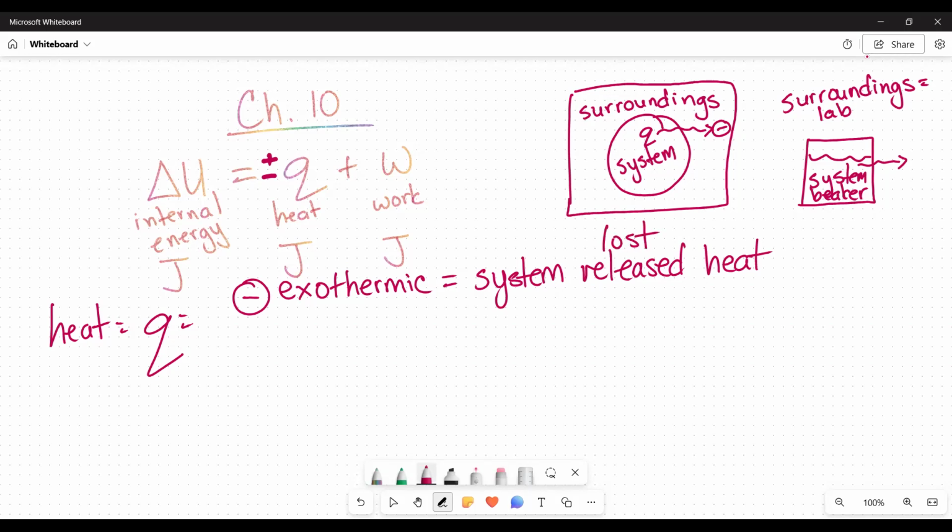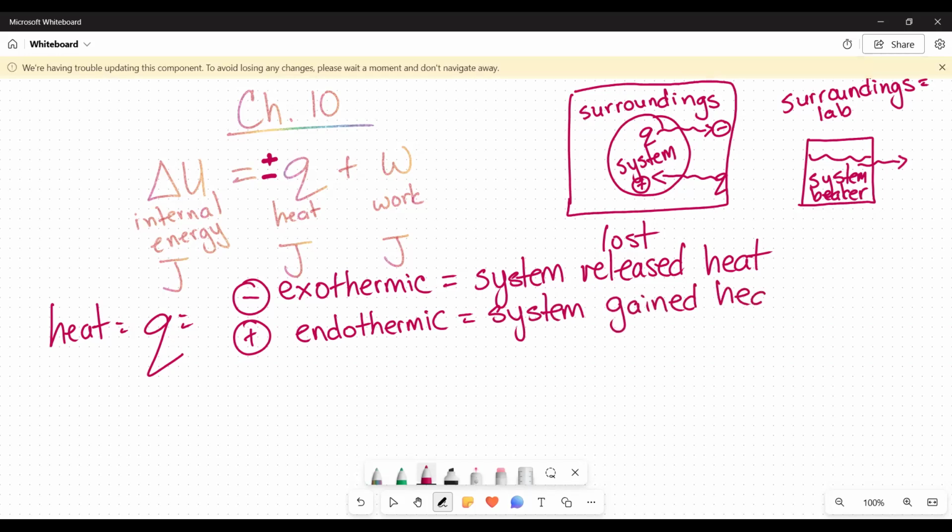And then if it's endothermic and heat was absorbed from the surroundings into the system, whenever the system gains heat, that's positive Q. That's endothermic. So the system gained heat. Okay, that's old news. You're probably comfortable with that.